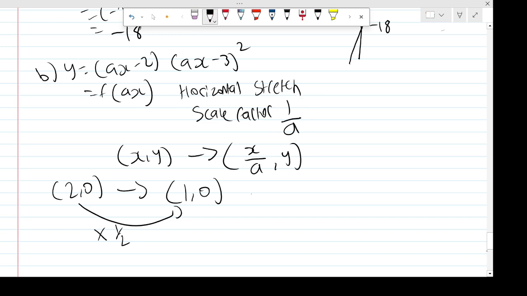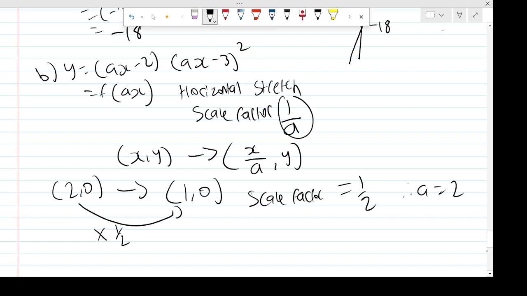The scale factor in this case is going to be a half, because that is what I'm multiplying the original x coordinate of 2 by to get to the new coordinate of 1. So I'm dividing 2 by 2, or timesing 2 by a half to get to 1, which is my scale factor. Now I said the scale factor is 1 over a, so actually therefore a is simply 2.